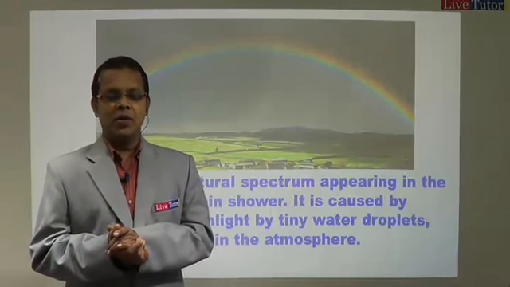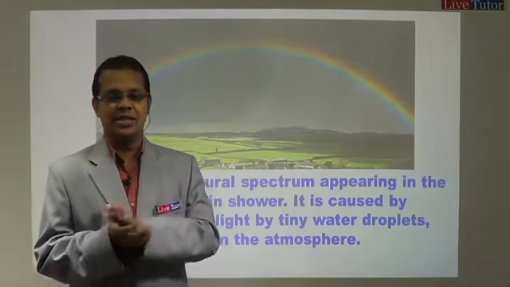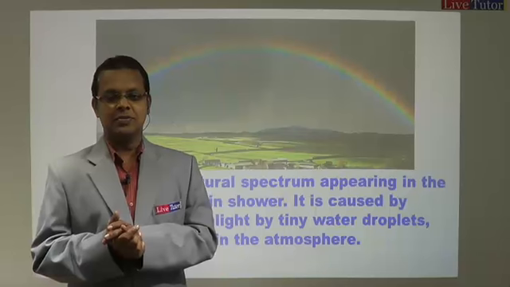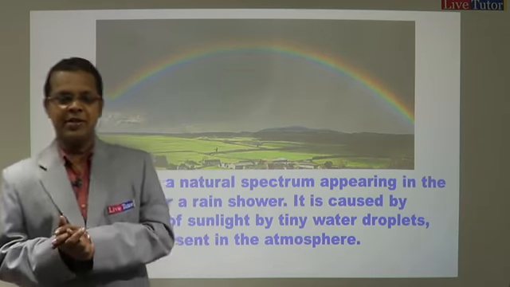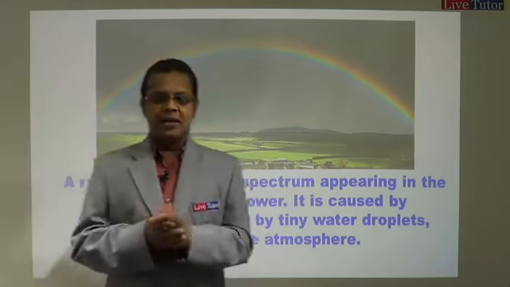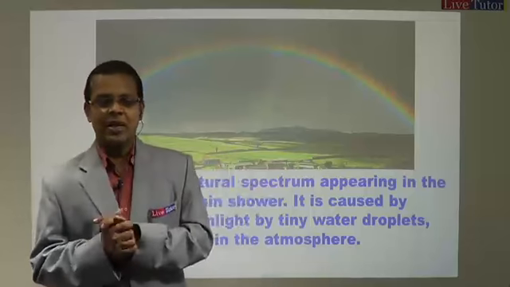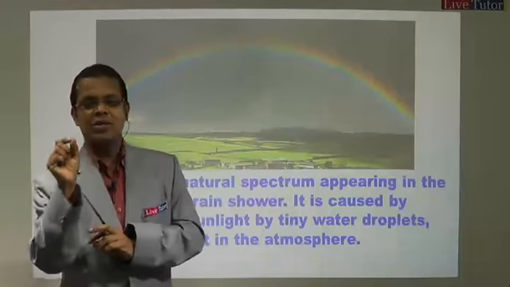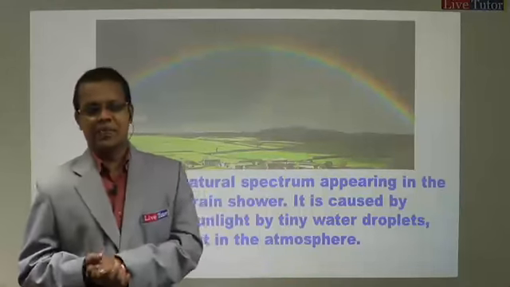And I hope you remember which color is deviated most and which color is deviated less. Violet is deviated more and red is deviated less, isn't it? And when you are talking about the natural spectrum, the tiny water droplets are playing a major role because they are acting as a prism, isn't it?